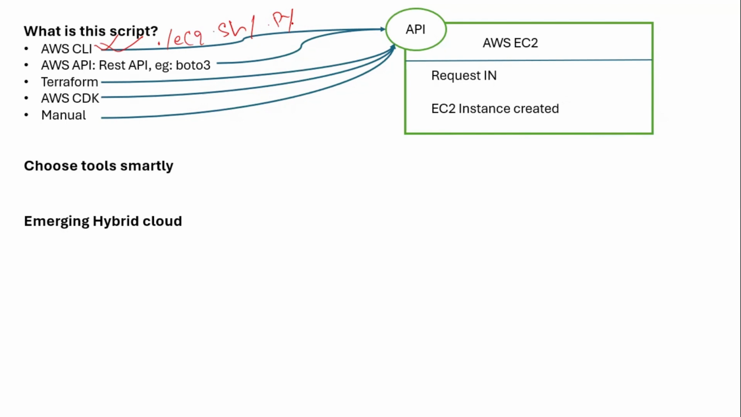Another way is by using the AWS API. In case you have good knowledge of REST APIs, or of some programming language, for example Python, in Python we have a module named Boto3. This Boto3 module is used to call AWS APIs to create any resources. So by using AWS APIs, by using REST APIs, quite the same thing can be performed.